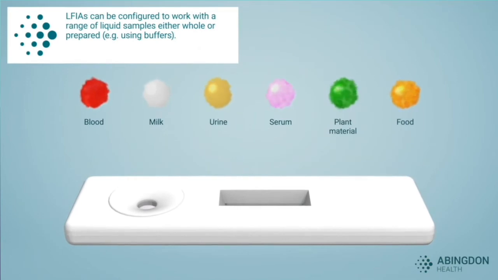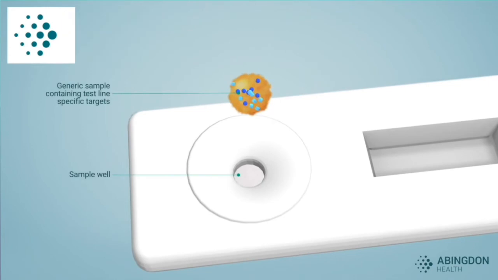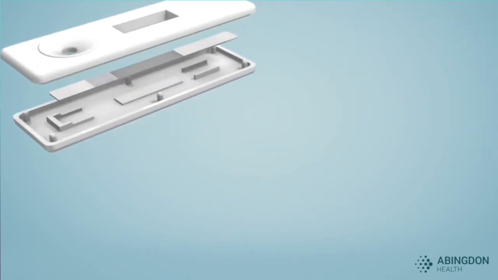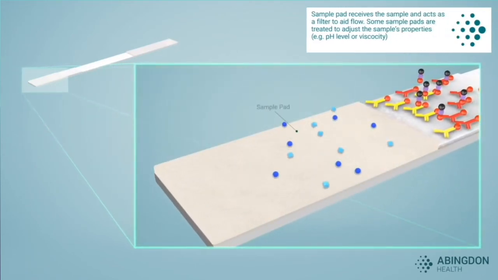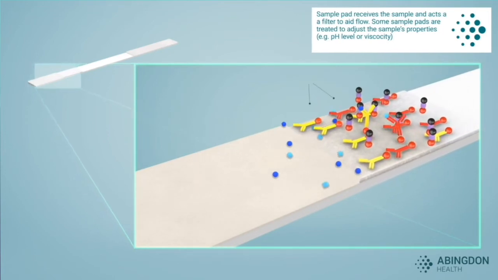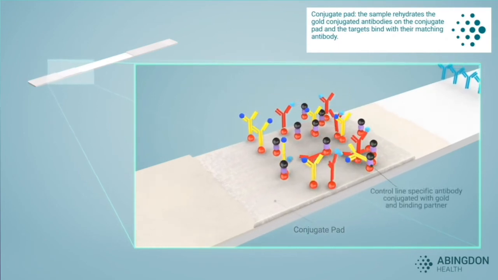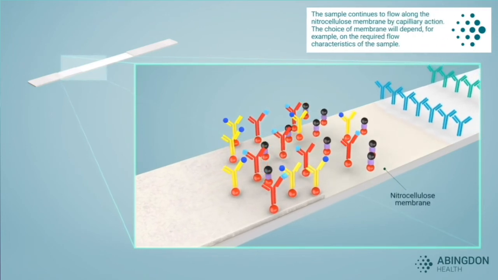The lateral flow immunoassay can work with a range of liquid samples. A sample is placed on the sample well. The sample pad receives the sample and acts as a filter to aid the flow. The conjugate pad contains gold conjugate antibodies that bind with their specific biomarkers from the sample and push them towards the nitrocellulose membrane by capillary action.